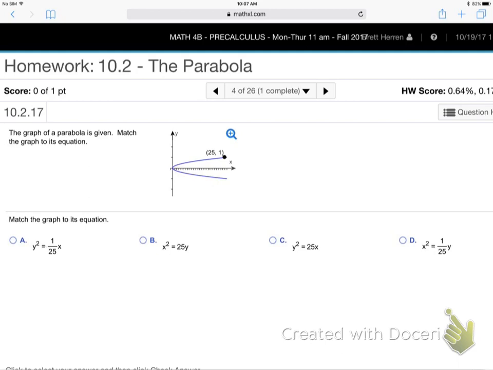And then you've got a point on the shape, right? 25, 1, so you can plug in that point. Because you should be able to eliminate it down to 2 options by the direction. And then just plug in to know which one.